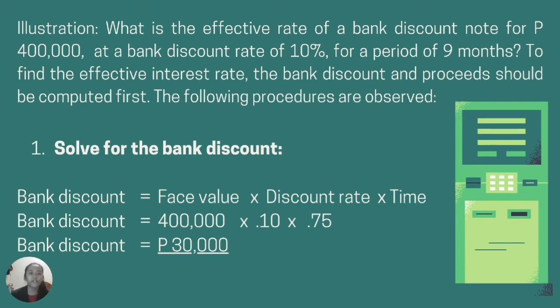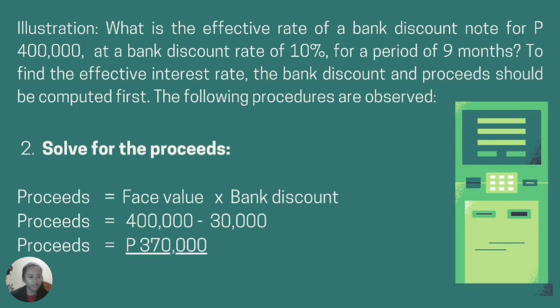Here is another example. What is the effective rate of a bank discount note for 400,000 at a bank discount rate of 10% for a period of 9 months? To find the effective interest rate, the bank discount and proceeds should be computed first. So the following procedures are observed. First, let us solve for the bank discount. Bank discount equals face value times discount rate times time. Substituting the given values, 400,000 times 0.10 times 0.75, we came up with the bank discount of 30,000. Second, let us solve for the proceeds. Proceeds equals face value minus bank discount, so 400,000 minus 30,000. We have proceeds of 370,000 pesos.